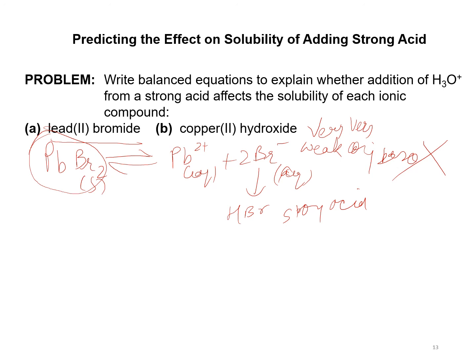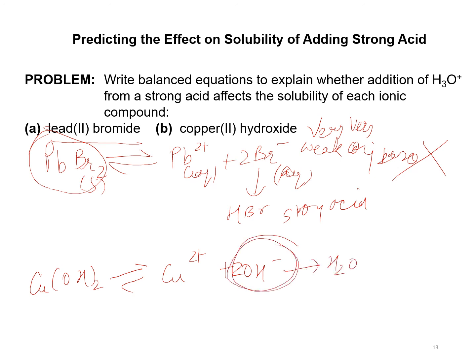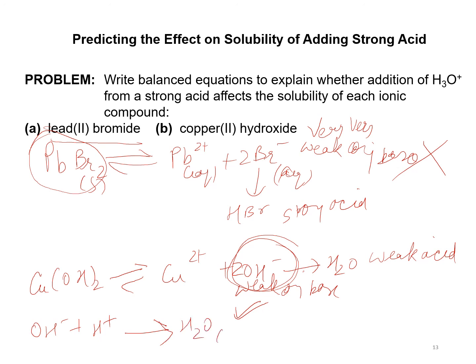The next salt is copper 2 hydroxide, that is Cu(OH)2, which dissociates to give us copper 2 plus and 2 hydroxide ions. In this case, where is this hydroxide coming from? This is probably coming from water, which is a weak acid, which means this is a weak conjugate base. So this is going to react with proton. So the reaction that the question is asking for is that OH minus will react with proton that's added from outside to produce water, which is liquid.